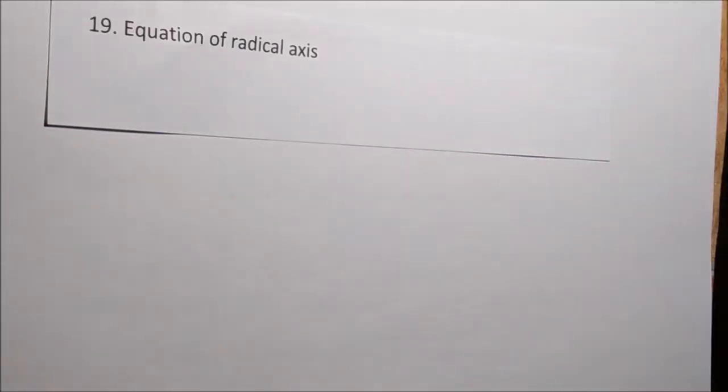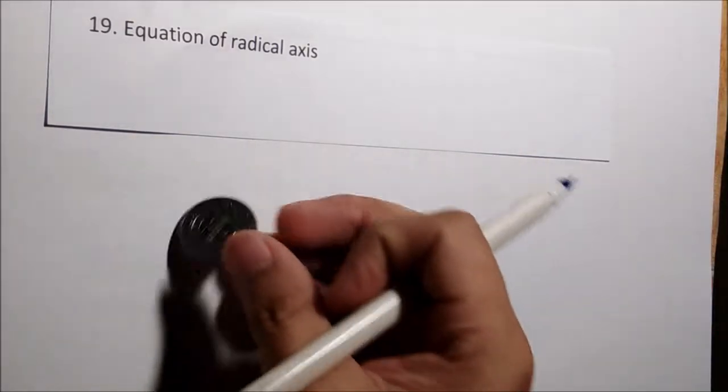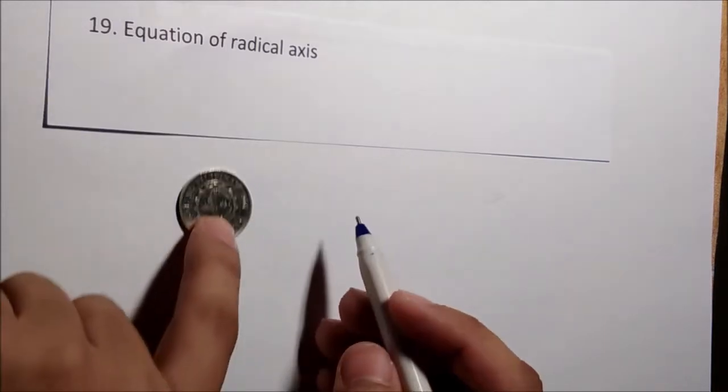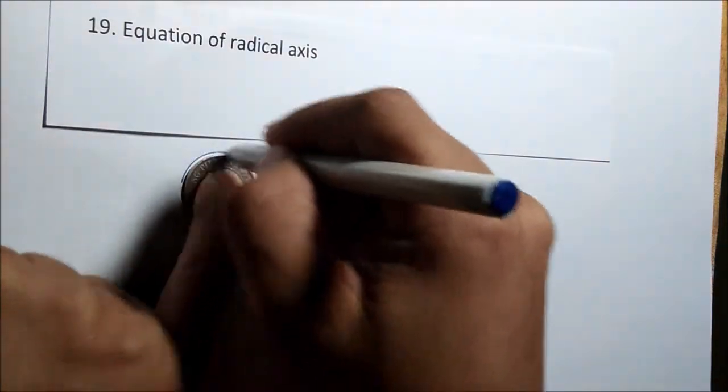We have a radical axis when two circles... Just a minute. Okay. What do you mean by the radical axis?